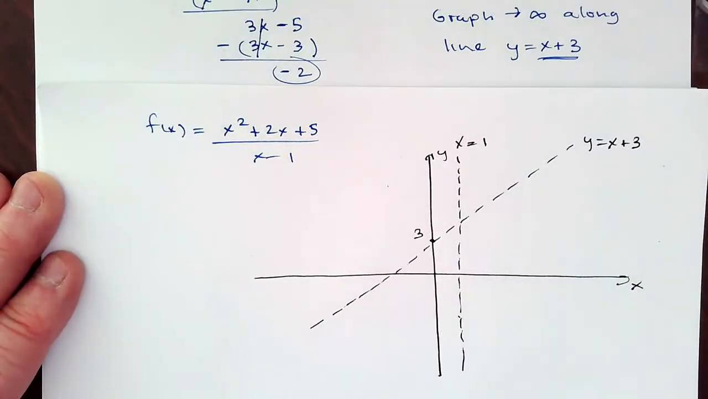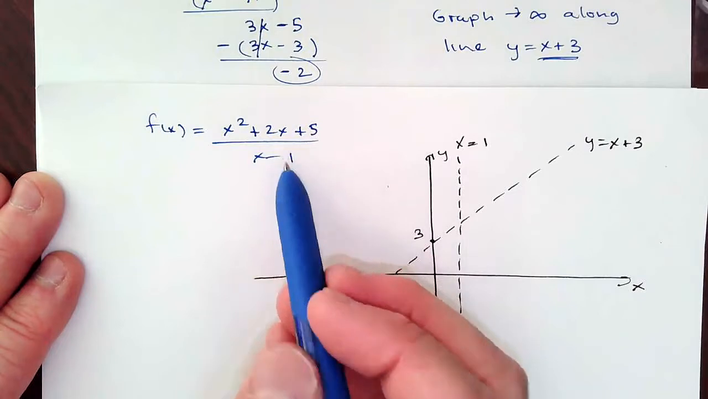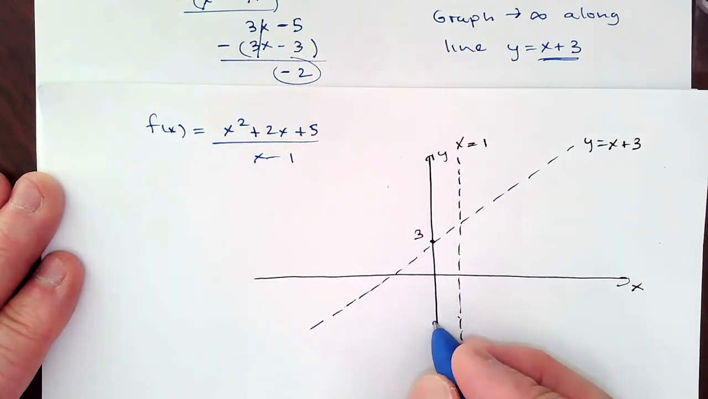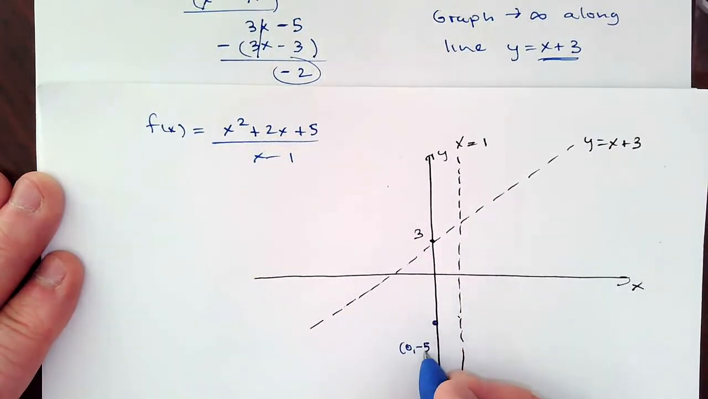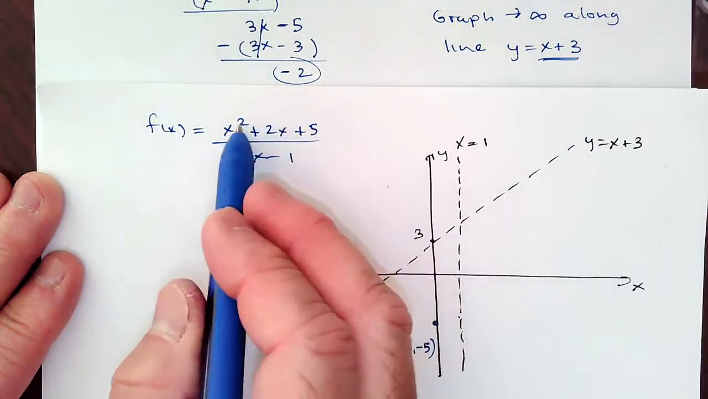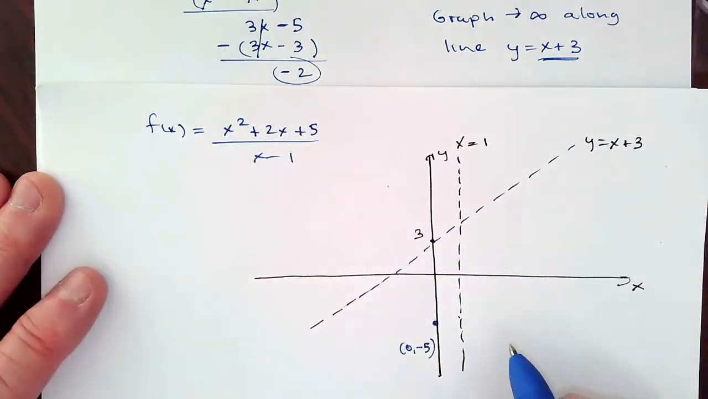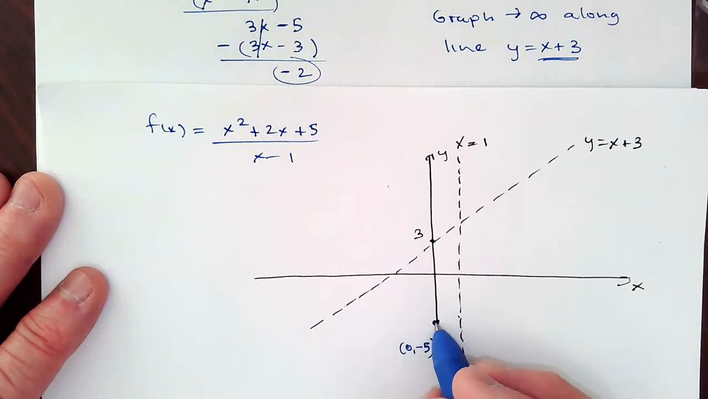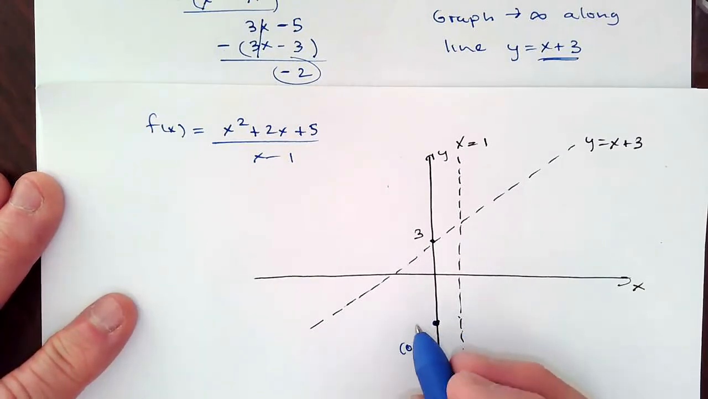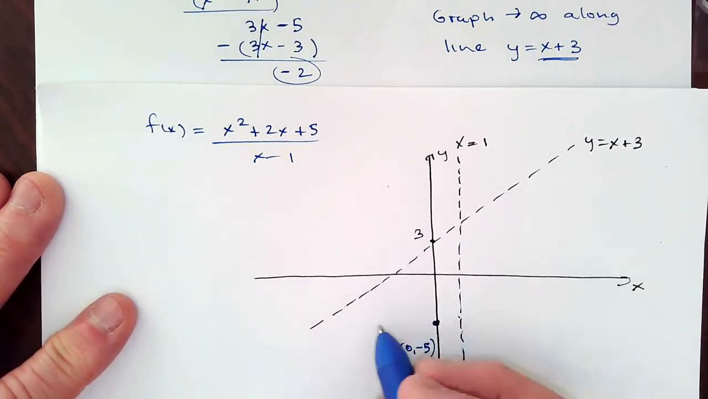We do have a y-intercept that's pretty easy to find. If you plug in 0, you're going to get a y-intercept of -5. And if you try to find your x-intercepts, you're going to see that the numerator doesn't factor into something nice. And if you try to use the quadratic formula, it won't give you any real numbers. So what happens with the graph? I'll just cut to the chase here.